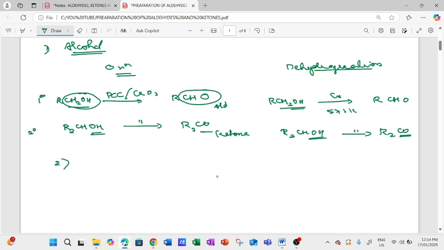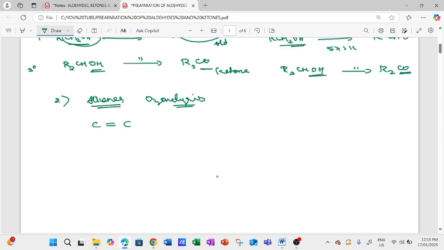Number two is from alkene. Alkenes are the compounds with the carbon-carbon double bond. In this case, we use ozonolysis to convert it into carbonyl groups like aldehydes or ketones. So ozonolysis is very simple. If you take a simple alkene like CH2 double bond CH2, add ozone in presence of zinc, you cut the bond into two different parts, like CH2, cut into two halves, CH2 double bond O.